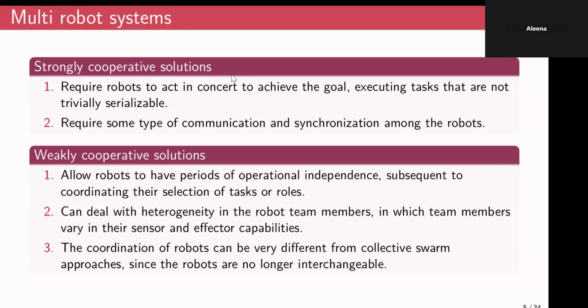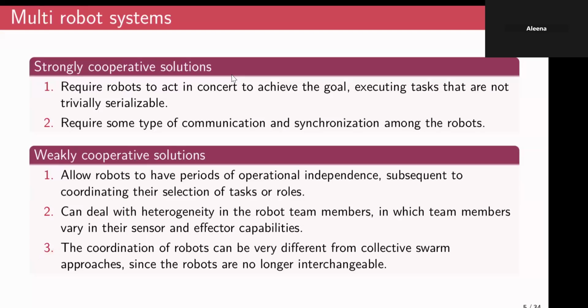And in case two, they can deal with heterogeneity. This is a very important factor in the robot team members, in which members can vary in their sensors and actuator capabilities. So heterogeneity means each member of a weakly cooperative system can be completely different, based on their mechanical architecture, based on their sensing and actuator capabilities. The members can be entirely different robotic systems.